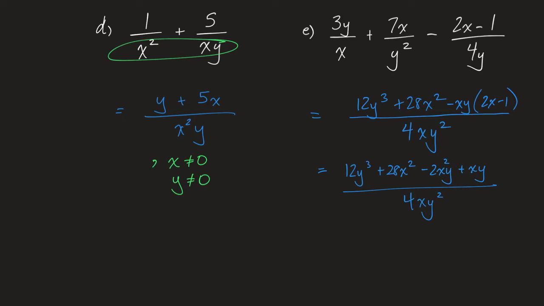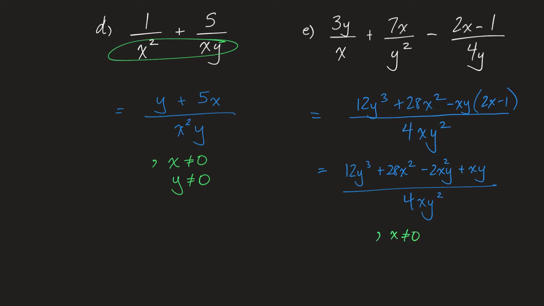I take a quick peek. Do I have anything in common in the top and the bottom? Almost all of the terms have an x, but that first term doesn't. And all the terms don't have a y, almost, but 28x squared's missing one. And 4, 12, 28, 2, and 1, they don't have a common factor I can divide out. That is fully simplified. Okay, the only thing I need to remember, tack on my restrictions.